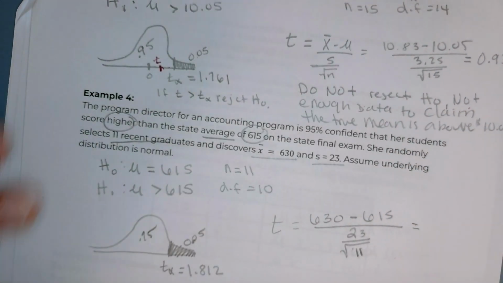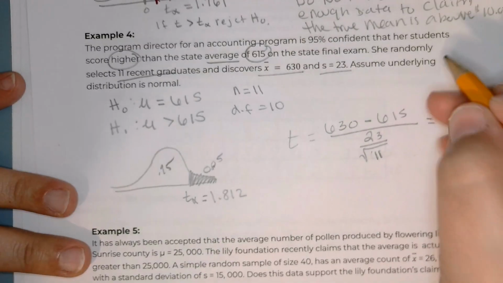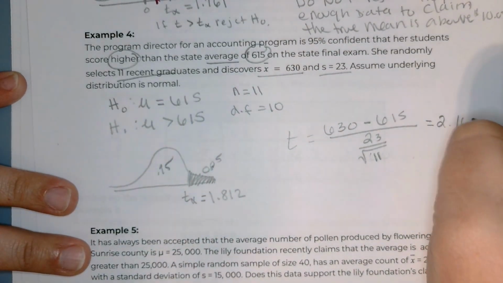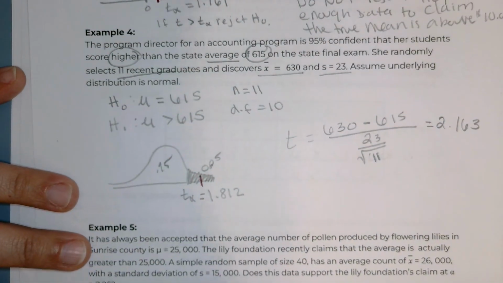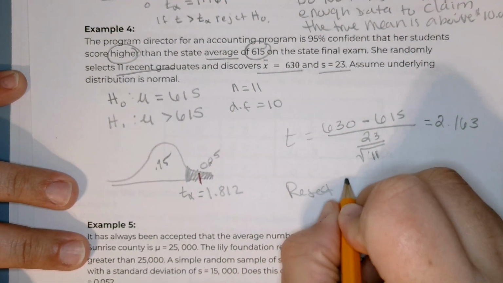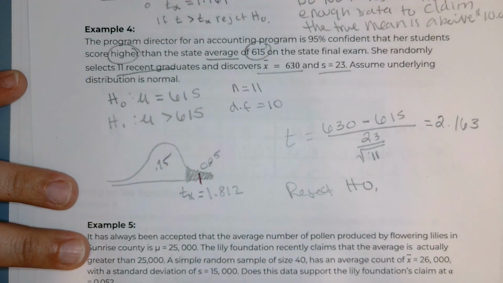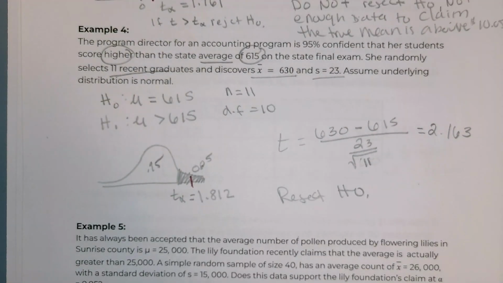Okay, when we put this information into our calculator, we get maybe 2.163. So this is way higher than our critical value. So we can reject H naught. There's not enough data to support the state average of 615 on the state final exam.